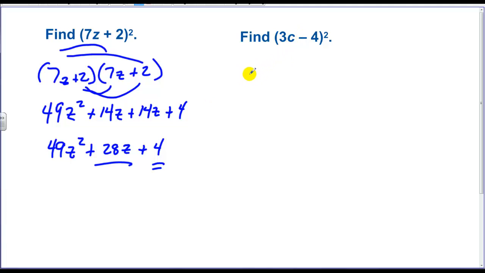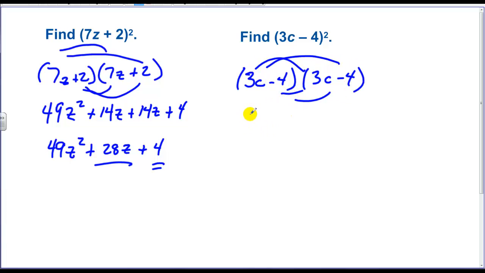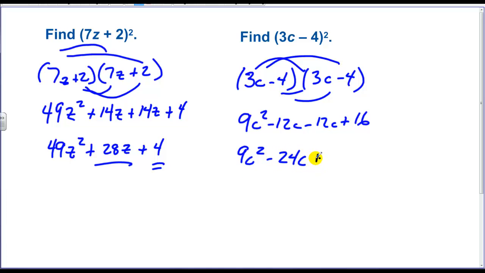So then we do the next problem. Again, big fan of writing this out twice. Going through and FOILing. It's 9c squared minus 12c minus 12c plus 16, giving me 9c squared minus 24c plus 16. Last term, square of the second number in the binomial. Middle term, 2 times the product of the two binomial terms.